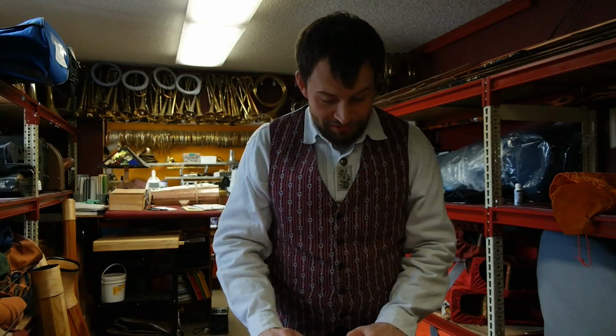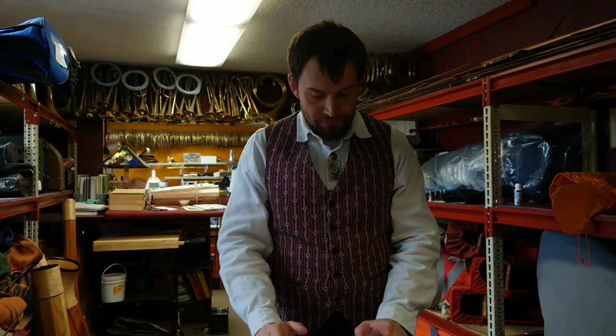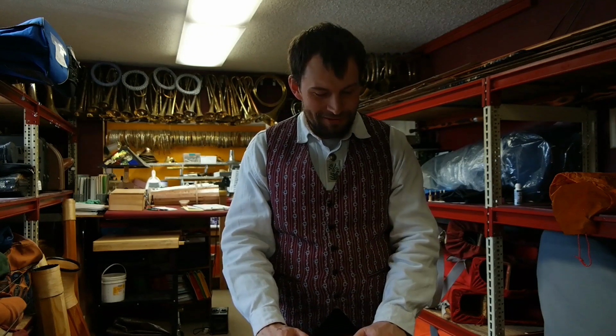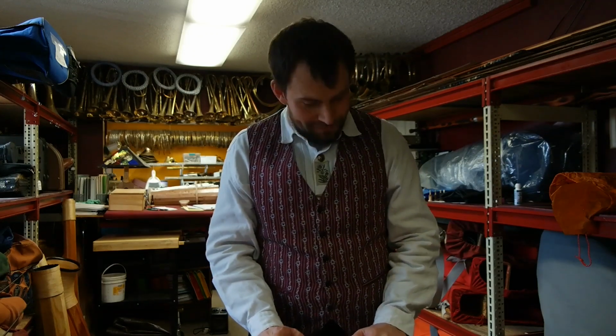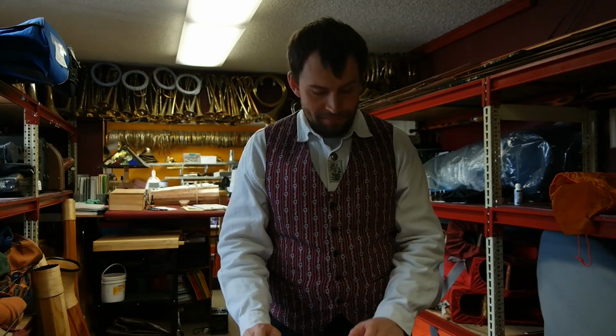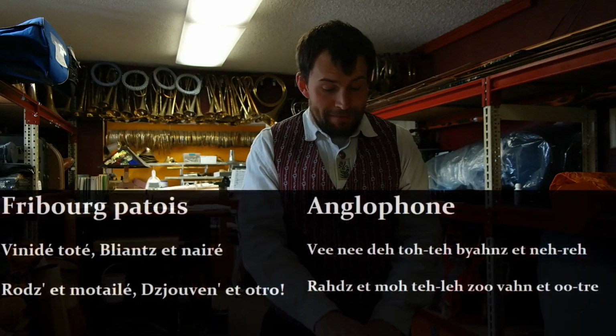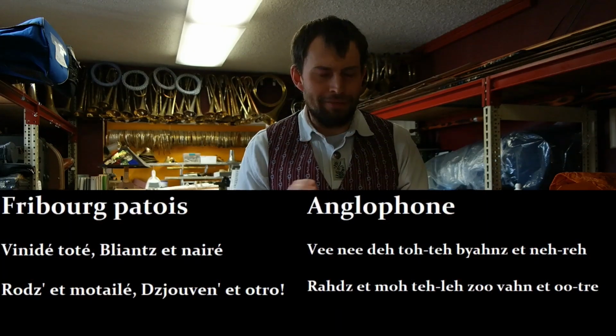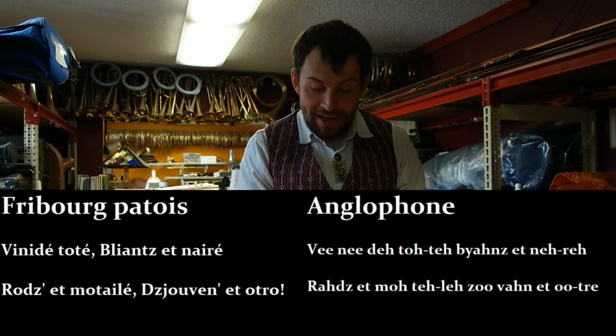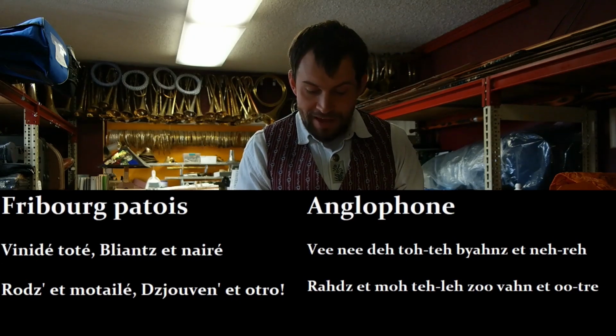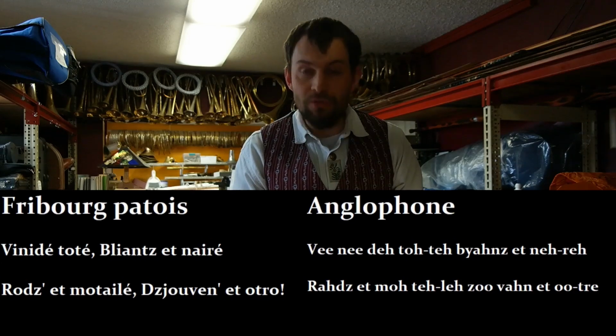Moving forward. This next bit of the song is probably the hardest for people to keep up with. Once again, I'm just going to talk through it, say the words out loud. Hopefully it makes sense. I'll try to be clear. So, we have: Vini de tote, biancet nere, ratzet motele, sufan et utre.